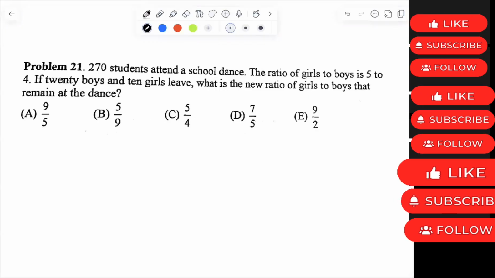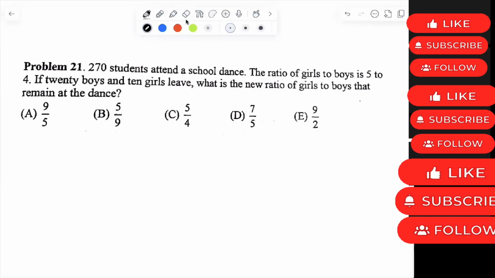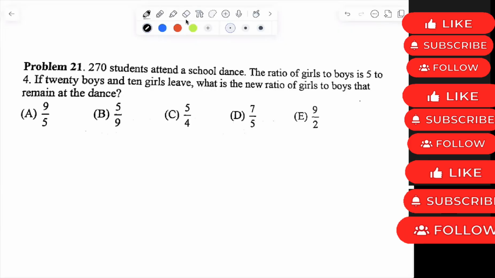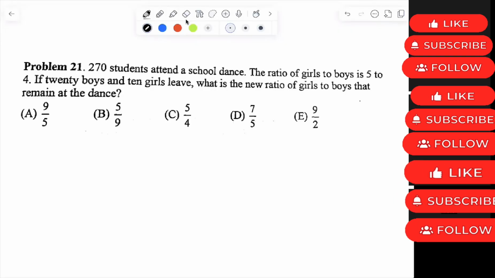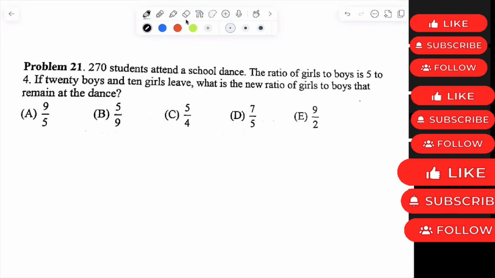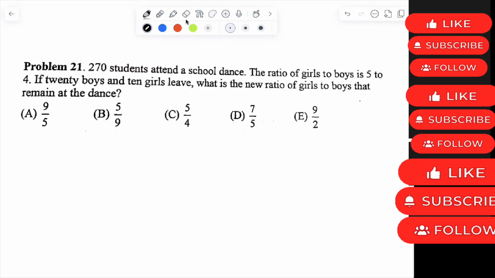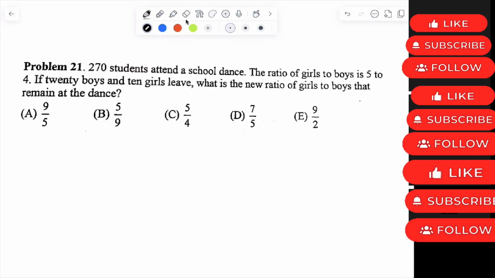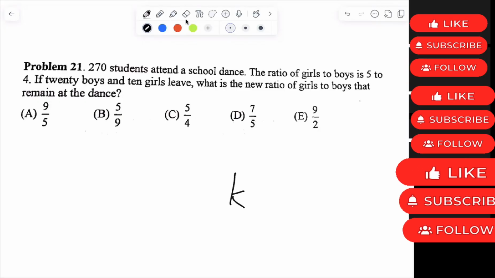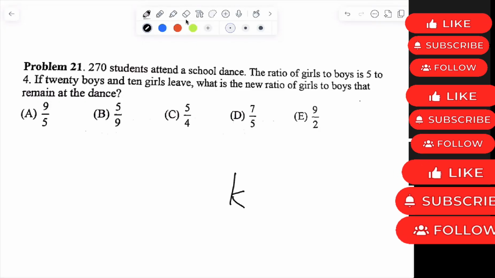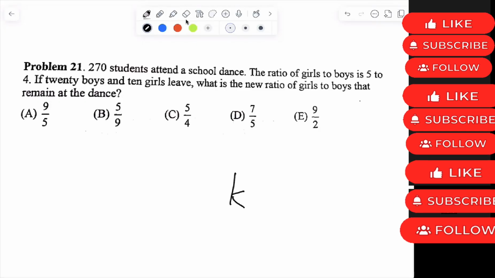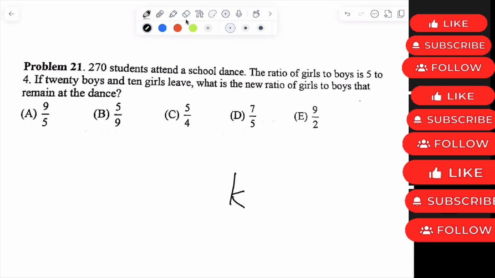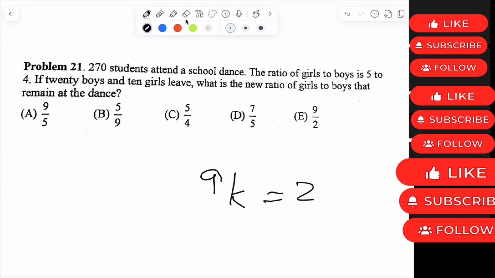All right, let's get started with this question. So, how do we approach this? Well, notice that the ratio of girls to boys is 5 to 4, right? That's just saying the total number of parts of girls and boys is 9K, for some K, right? So the girls have 5K, and the boys have 4K, right? And that total should be 270, right?